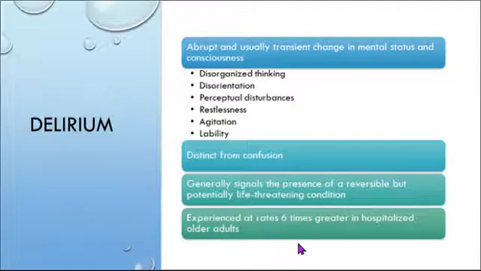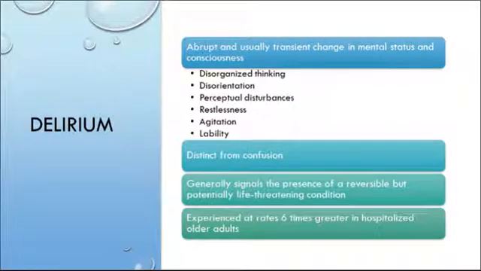Delirium is experienced at rates 6 times greater in hospitalized older adults. Now, delirium can happen in children. I want you to keep that in mind too. So read your section 1742, delirium in children. They're very young and very old. It's not very likely to occur in adolescence, although it can. So very young, very old.